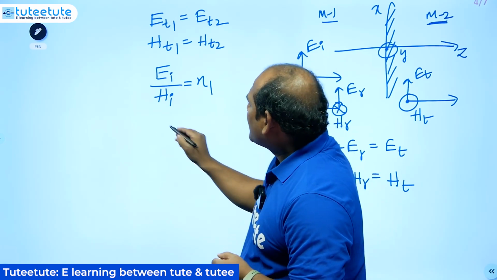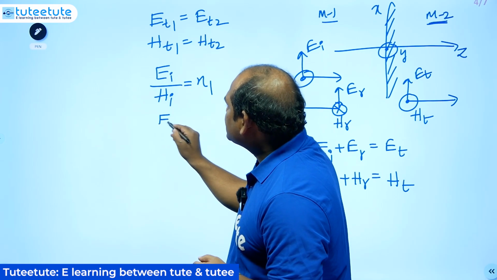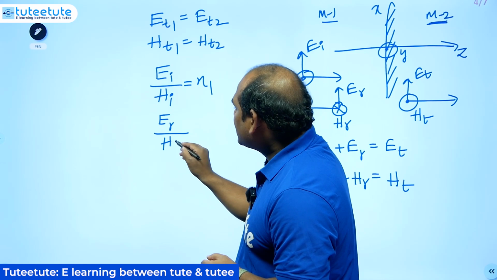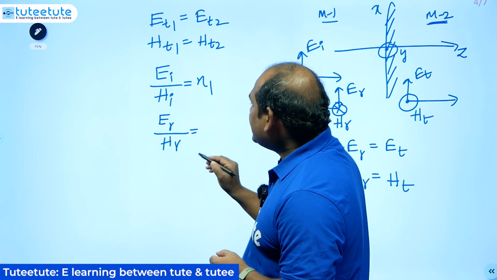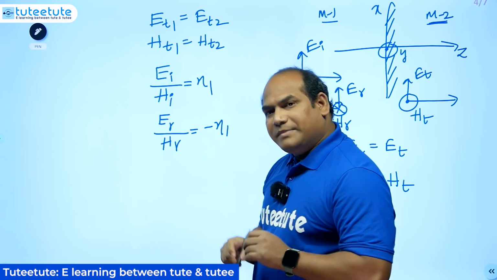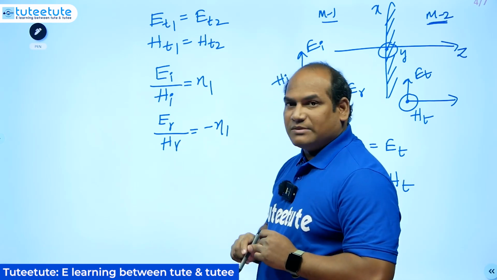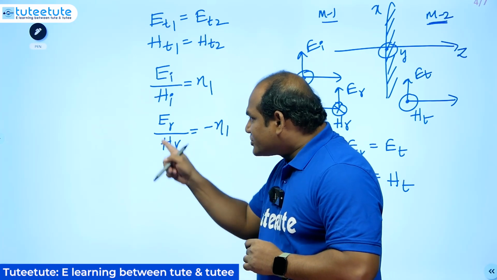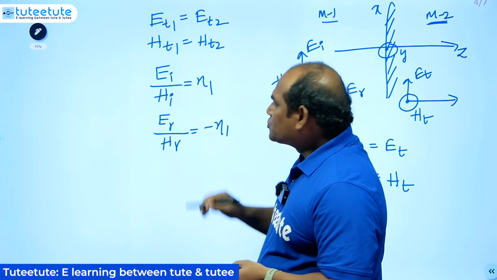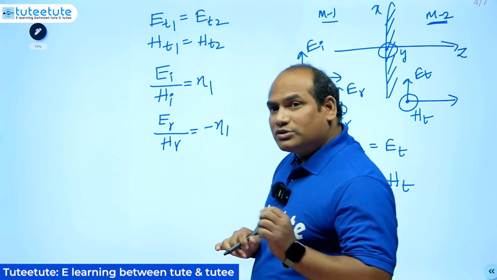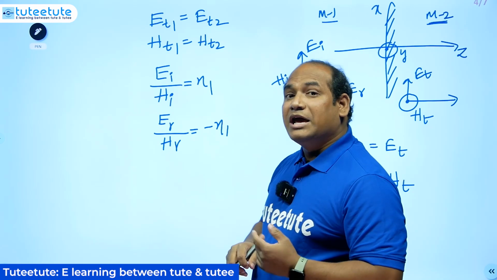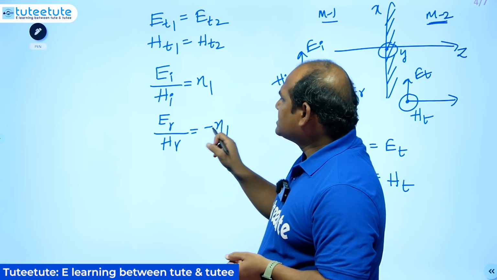Then we can take it like this also: ER, that means the reflected wave electric field, over the reflected wave magnetic field, is equal to minus eta 1. These two are available in medium 1, so we need to write eta 1. But why minus? Because the direction of the reflected wave is opposite to the incident wave. In order to take that particular condition into account, we have to put the minus symbol here. Okay, so this is very important.